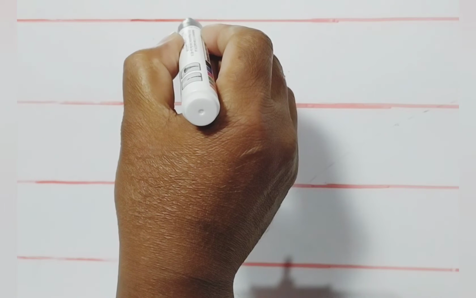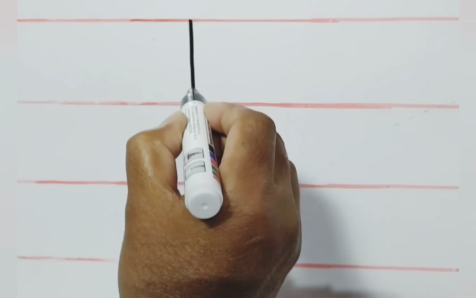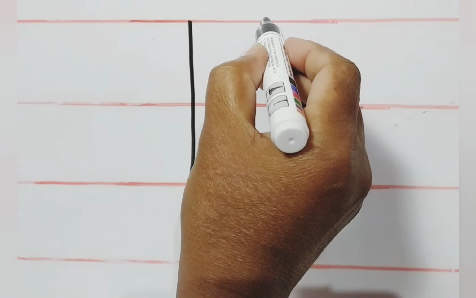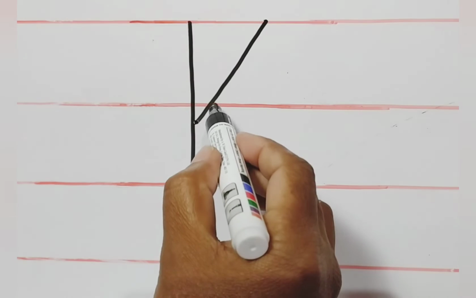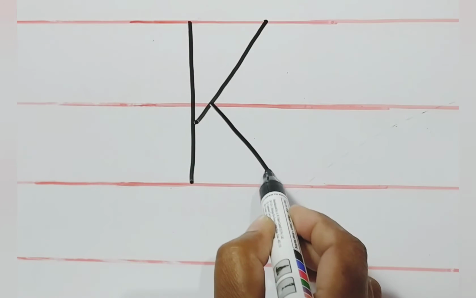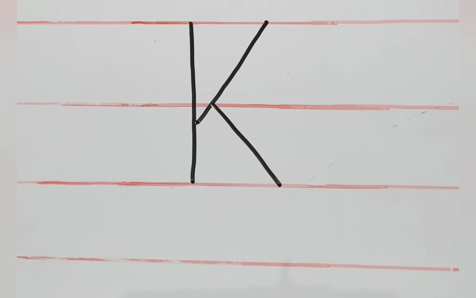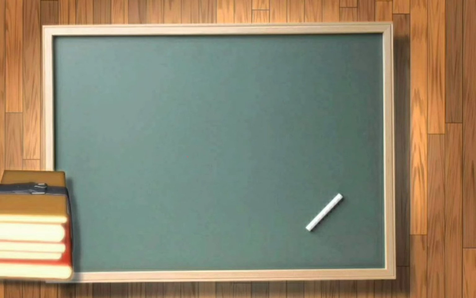Start from the top and draw a standing line down. Go back to the top and make a downward slanting line to the left. Then make a downward slanting line to the right till the bottom. This letter is K. Next letter L.